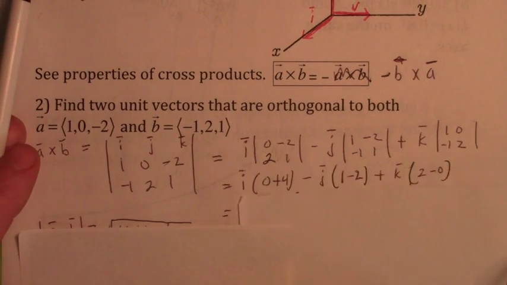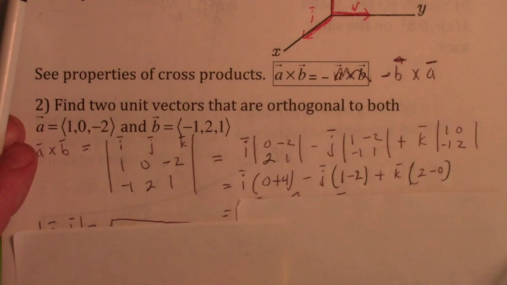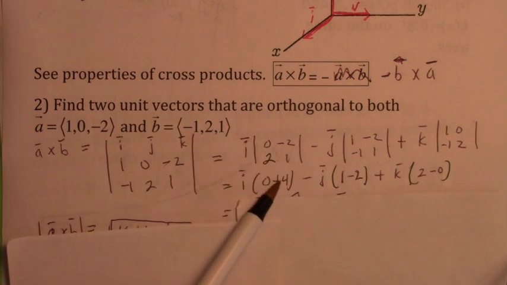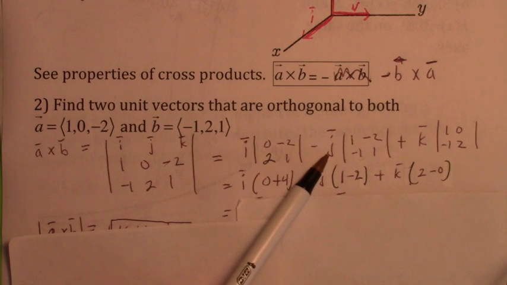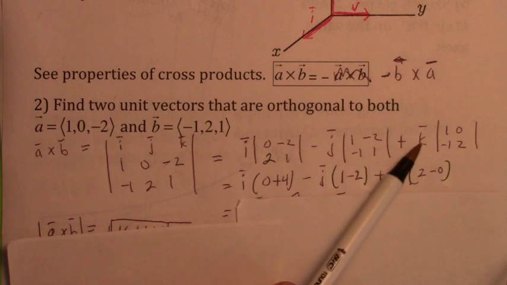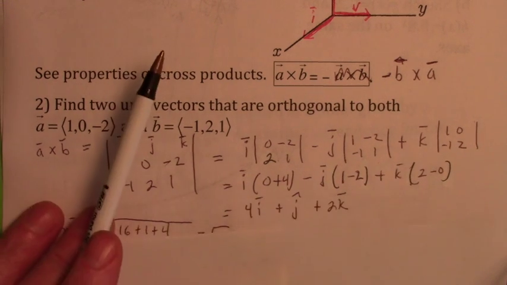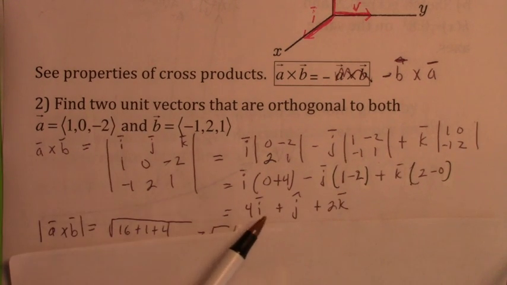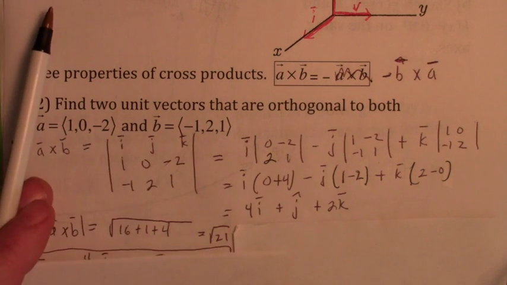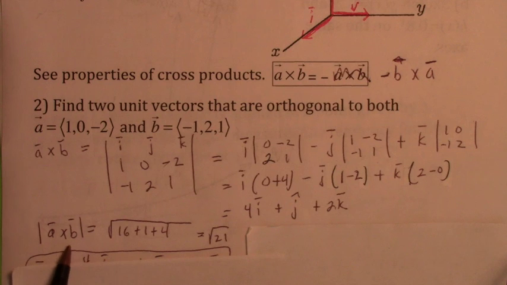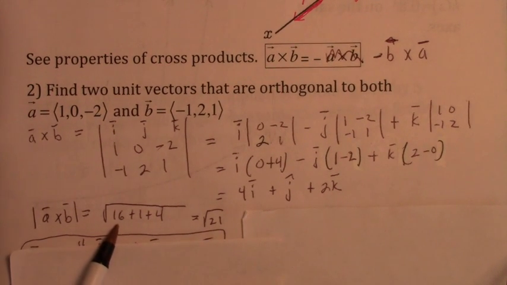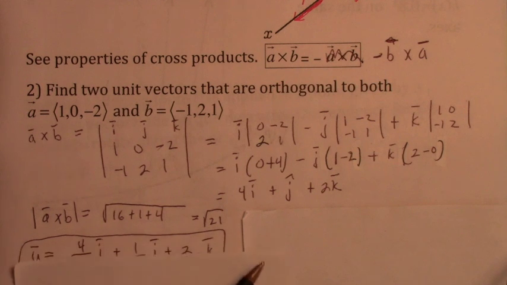When you actually finish this, you would get the I vector times 0 plus 4, minus the J vector times 1 minus 2, plus the K vector times 2 minus 0. So this is your cross product. This is the vector that's orthogonal to both A and B. Now how do you turn it into a unit vector? You take the magnitude of that cross product, you get the square root of 16 plus 1 plus 4, which is the square root of 21.